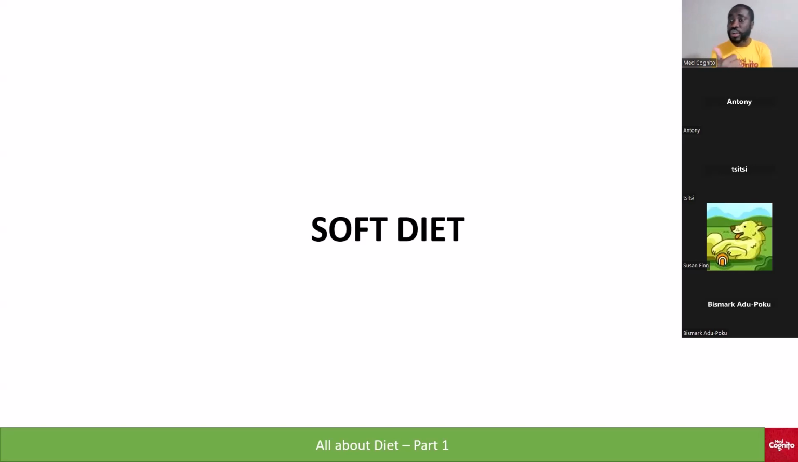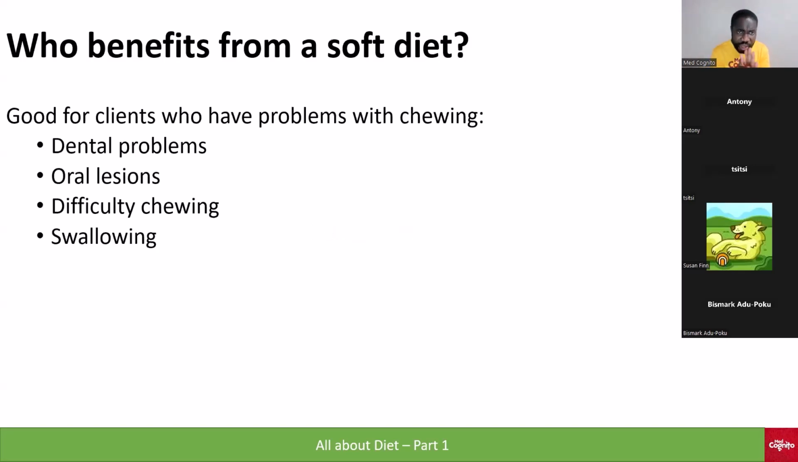Okay. So let's talk about the soft diet. Who is going to benefit from the soft diet? Why should somebody take a soft diet and not something they have to crack and struggle with? If the person has dental problems, you want the person to take a soft diet. If the person has oral lesions, maybe painful oral lesions. If the person has difficulty chewing and even difficulty swallowing as well. These are the people who benefit from a soft diet.